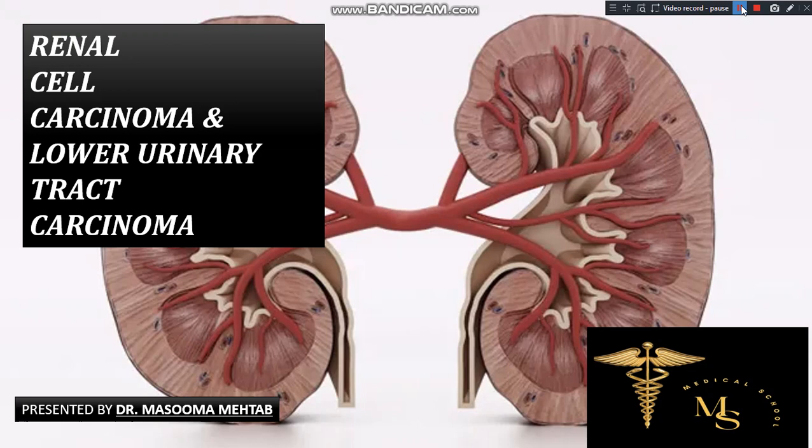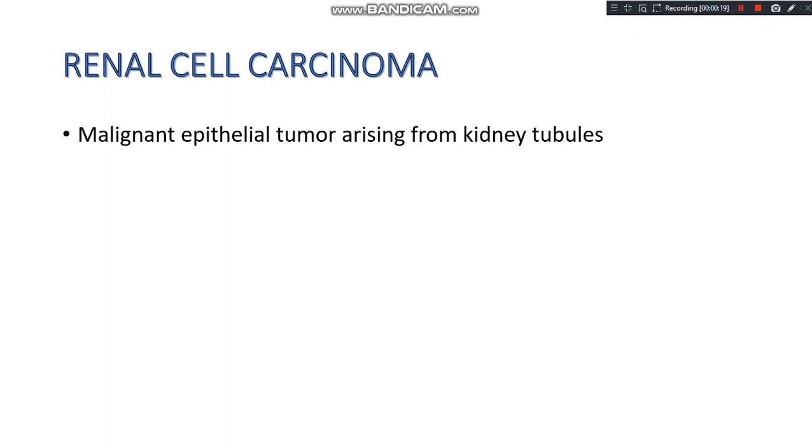So today we are going to learn about renal cell carcinoma and lower urinary tract carcinoma. Let's go. Renal cell carcinoma. Now this is the malignant epithelial tumor arising from kidney tubules.